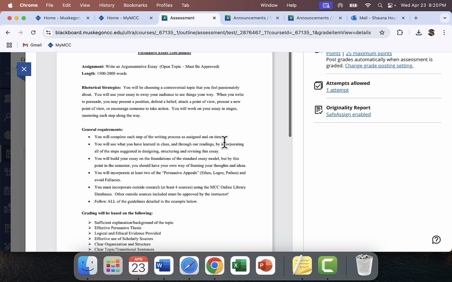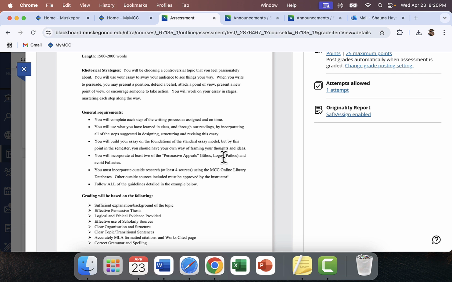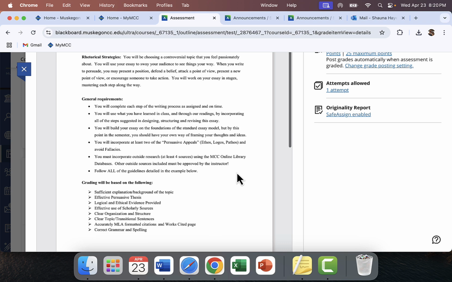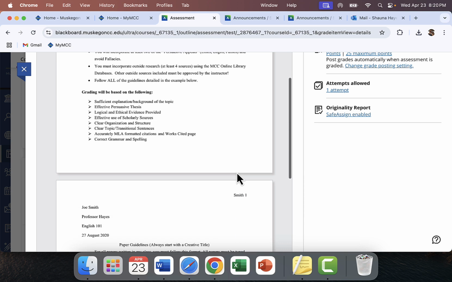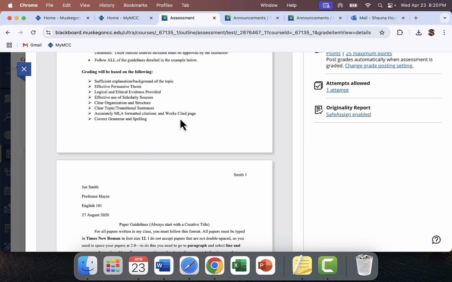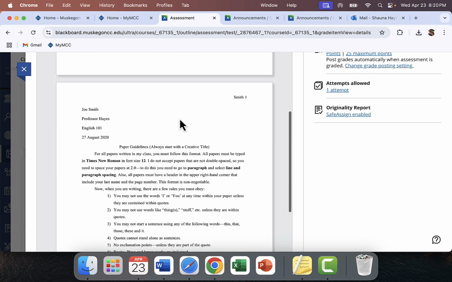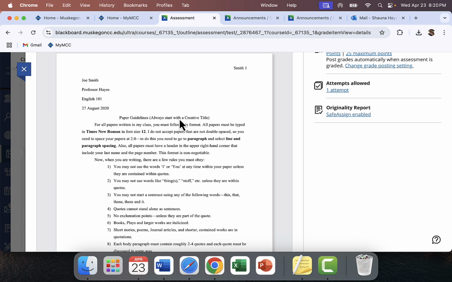So you'll use persuasive appeals. You probably heard of ethos, logos, and pathos. We will talk about those. You will use outside sources using the MCC online library databases, and you'll also use the way your sentence structure, your format, your professionalism, all are going to be factors in this essay. So your grading will be based on the following, so you can read through that. And then your paper guidelines are here.